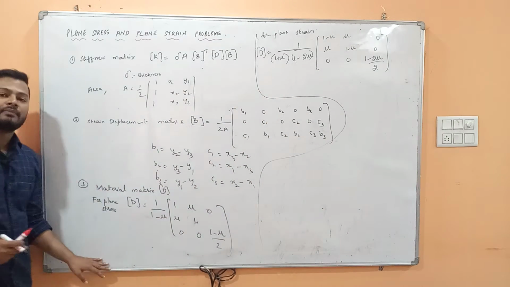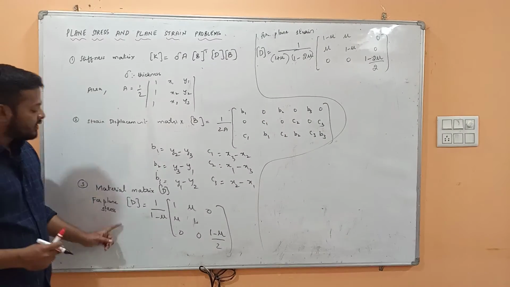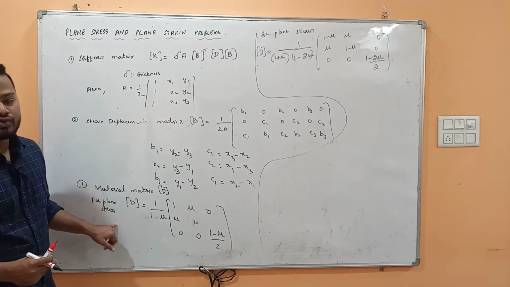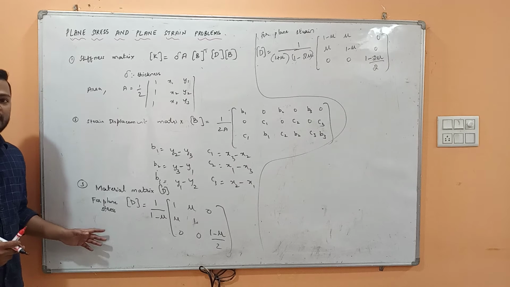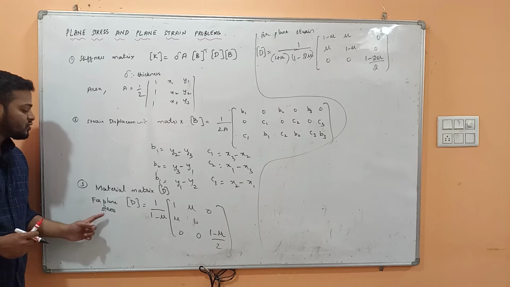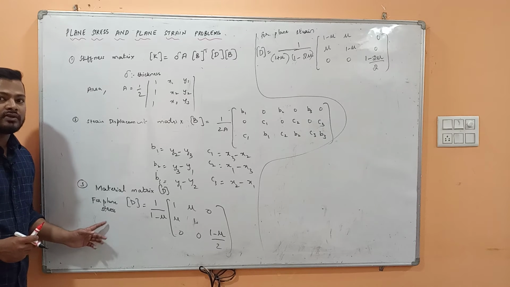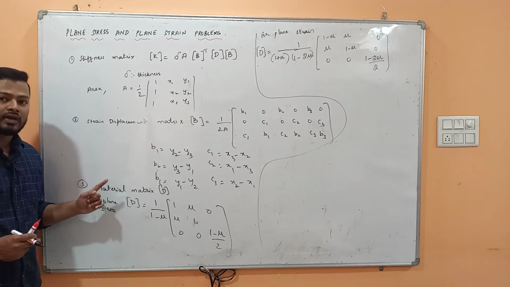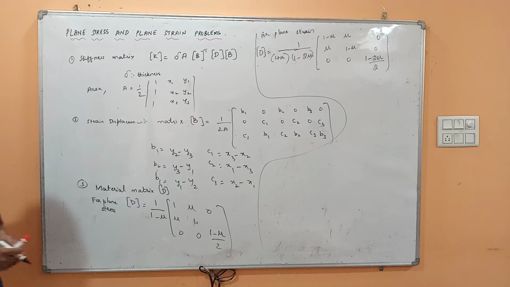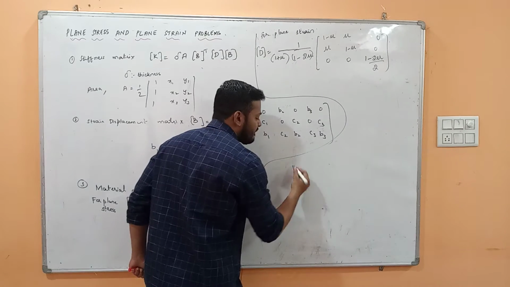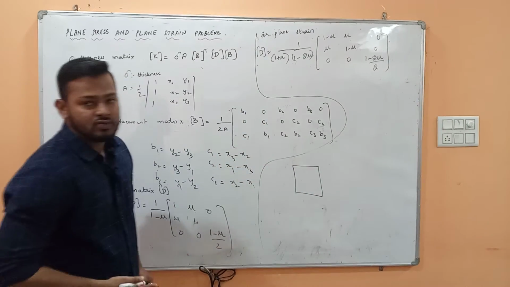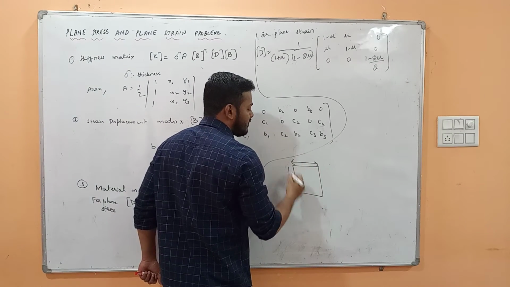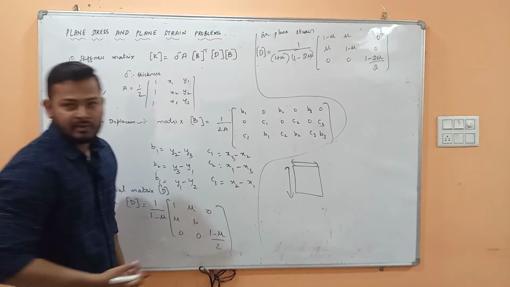Now, what's the difference between plane stress and plane strain? In order to understand this, what's a plane? A plane is a two-dimensional body, a solid is a three-dimensional body, and lines and arcs are one-dimensional bodies. If you have plane stress, that means stress is not considered in the third direction. You consider stress only in the x and y directions, because a plane is like a paper. Paper has only x and y directions. The z direction, that is the thickness of the paper, is negligible.